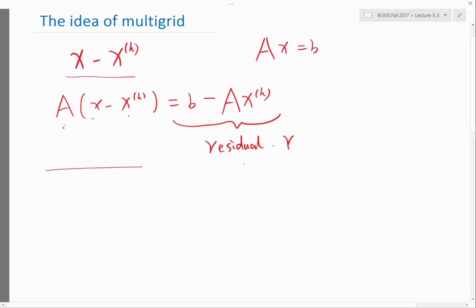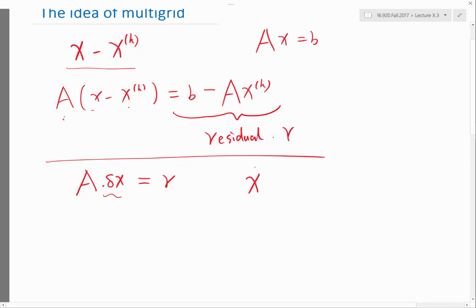And the error equation is that A times delta x is equal to the residual. It's called the error equation because this delta x is like the error. This residual usually has a superscript k because it's different for every iteration, right? As you increase your k, the residual changes. So x, the exact solution, can be reconstructed if you have the solution at iteration k and an exact solution of the error equation.